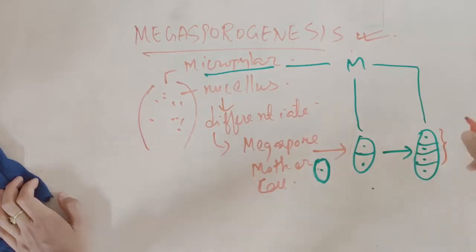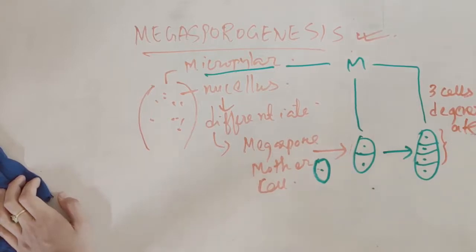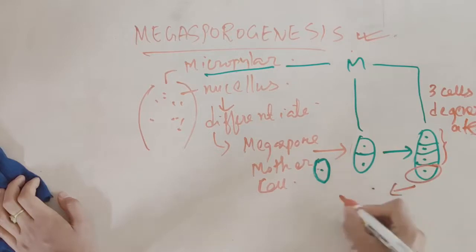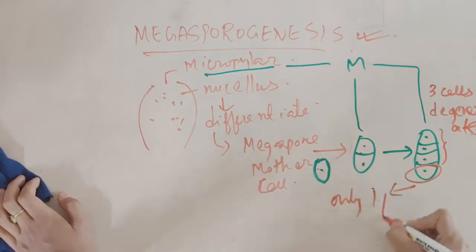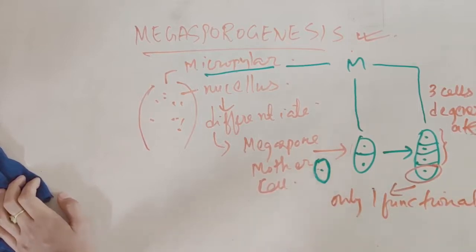Three cells degenerate. The three cells in the micropylar region will degenerate and only one will be functional. Only one will become functional, one functional megaspore.